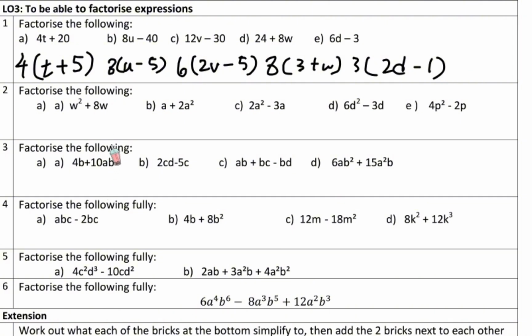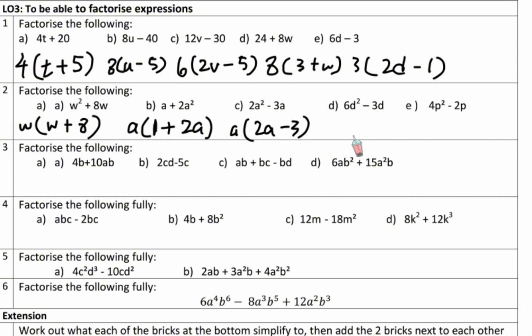For question 2, you can take the letters to divide these. So let's say w bracket w plus 8, because w multiplied by w is w squared, and w multiplied with 8 would be 8w. So the same goes for these. A bracket 1 plus 2a. A bracket 2a minus 3.